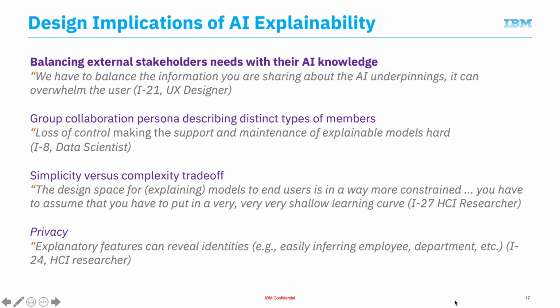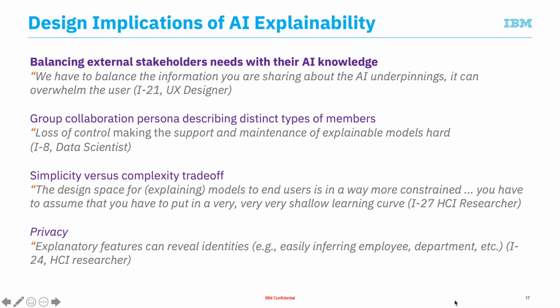Second, in our study, we find that in this collaboration environment, there are different kinds of users. For example, one team is a mix of data scientists and product managers. When members have such diverse backgrounds, it's sometimes difficult to design the information flow among different types of users. So in the design process, we need to consider how we can design a group collaboration persona to capture all these distinct types of members in the process of explaining AI.